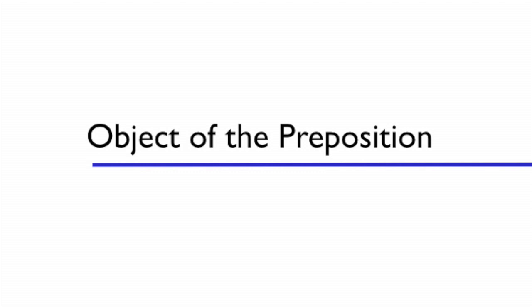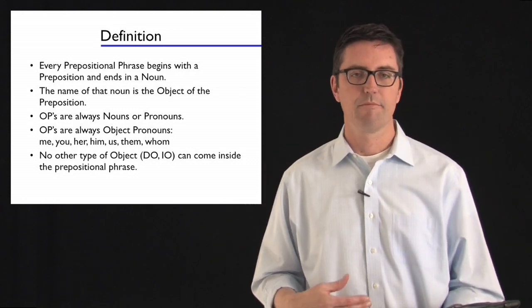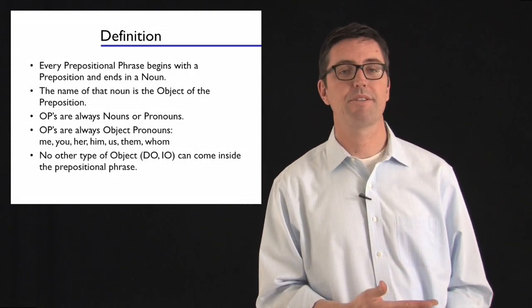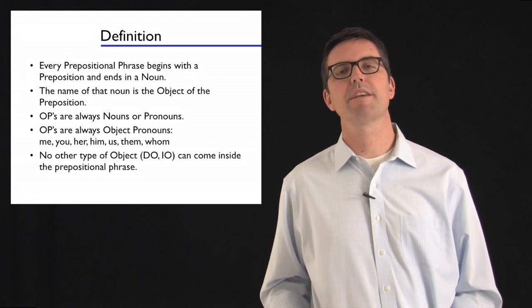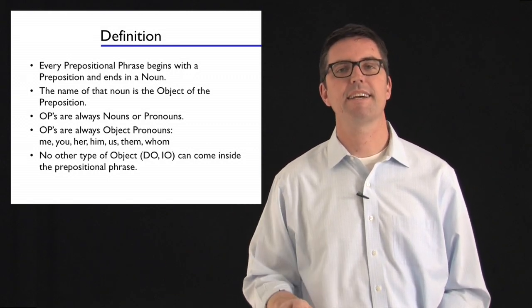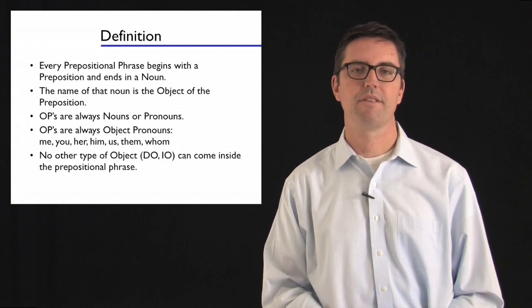Objects of a preposition. So far in all of these grammar lessons for the parts of the sentence, we've been talking about all the things that can't come inside a prepositional phrase. Well, there is a name for the noun that is in the prepositional phrase: object of a preposition. Prepositional phrases always begin with a preposition, and they always end in a noun. And when we're looking for parts of the sentence, that noun at the end of the prepositional phrase is called the object of the preposition.